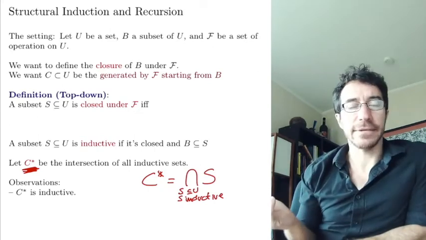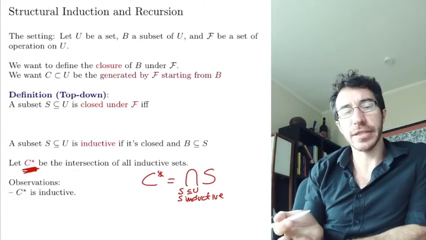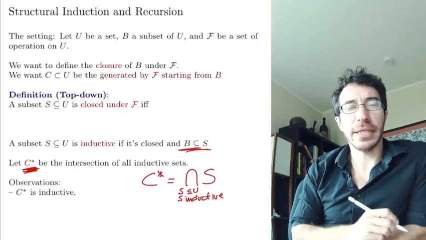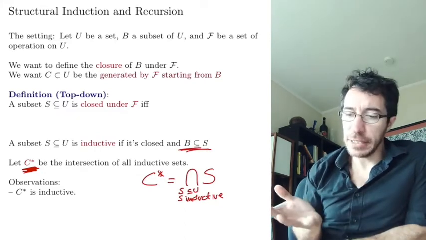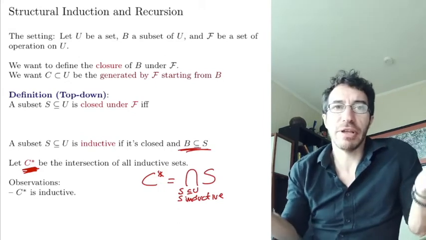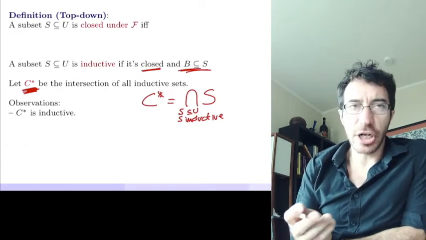And okay, so let's look at a couple properties about this set. First is that it's inductive. So that means that it's closed and it contains B. Well, B belongs to all the inductive sets because it was part of the definition of being inductive. So that means that it has to belong to the intersection too. If it belongs to all of them, it belongs to the intersection. Okay, so why is that C star is closed?